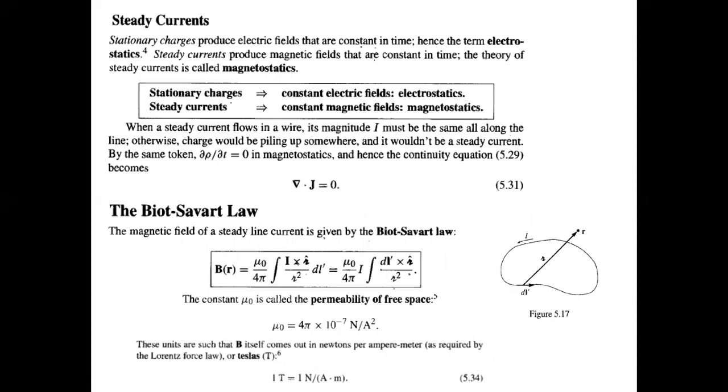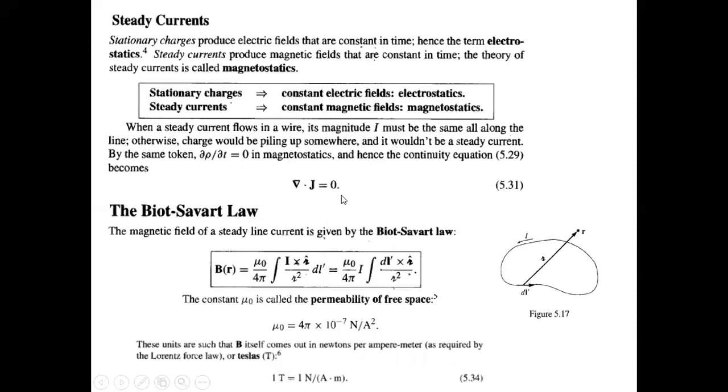Now again, to understand, stationary charges produce electric fields that are constant in time. Hence, these are called electrostatic. Steady currents produce magnetic fields that are constant in time. So now we are dealing with magnetostatic or steady current. So steady current gives you constant magnetic fields which are not fluctuating. That's largely what we're dealing with in magnetostatics here.